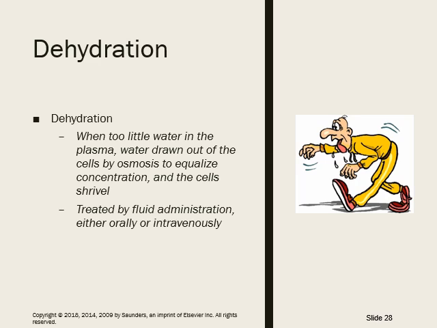When a fluid deficit occurs, it causes loss of water from the cells. This is dehydration. When there is too little water in the plasma, water is drawn out of the cells by osmosis to equalize the concentration, and the cells shrivel. Dehydration is treated by fluid administration either orally or intravenously.